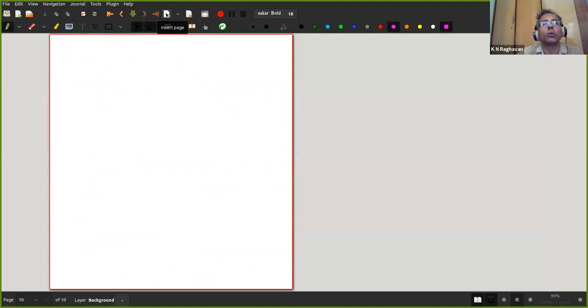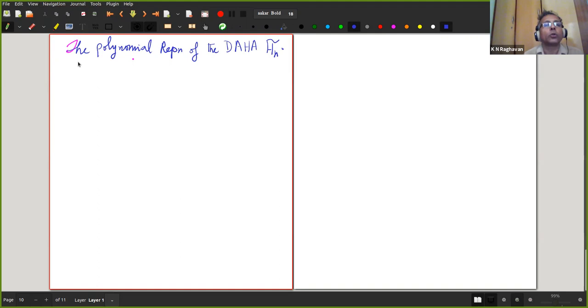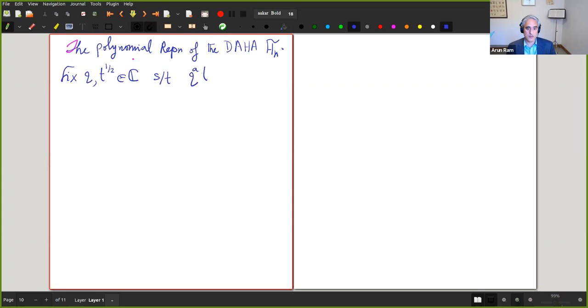Okay. So the polynomial representation of the Daha, the notation for which was this. Now fix Q and T power half in C. I'm a little confused in the notes. You only say T, but I guess you mean T power half. Yes, it should be T power half, I agree. And also this, I put a half here also.